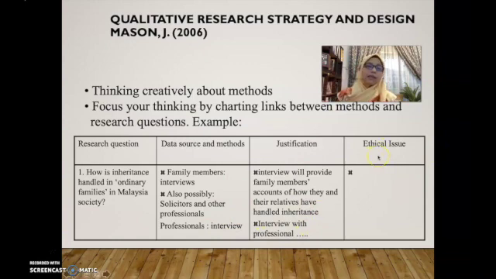And another thing that you have to really consider is in terms of the ethical issue. What would be the ethical aspect that you have to handle while interviewing the family members, while interviewing the professional? So ethics in qualitative research strategy and design is very important for you to handle.